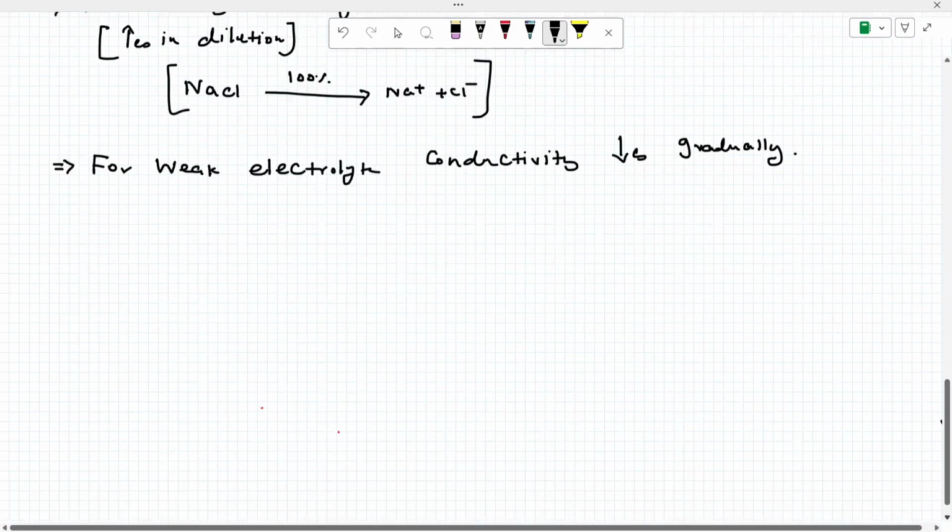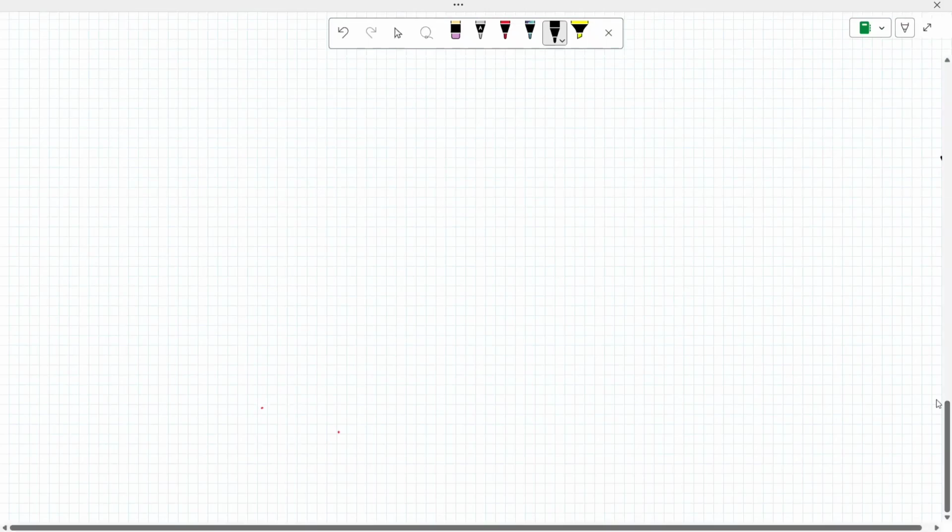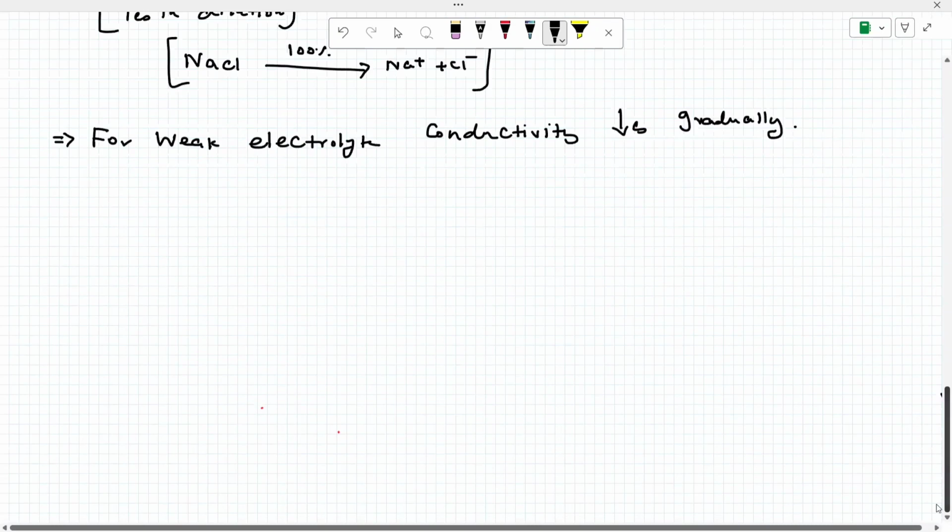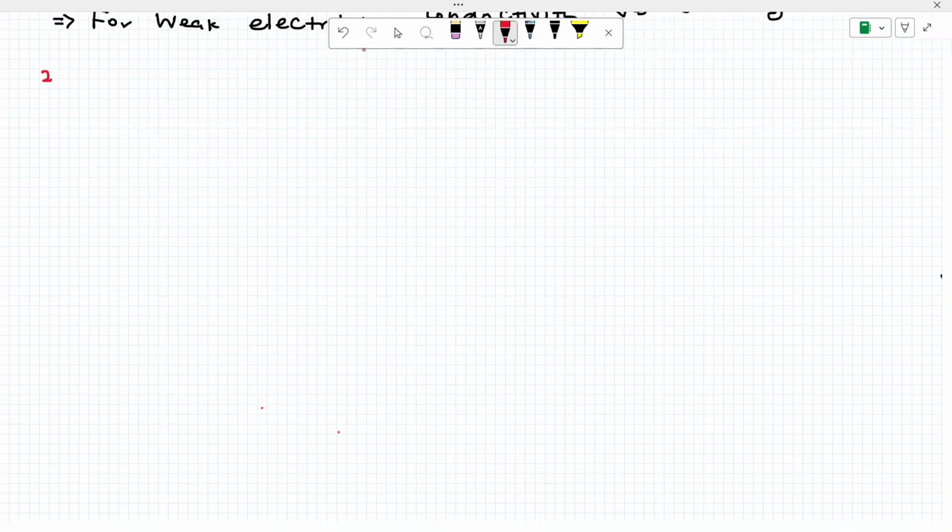Okay? Let's go with the second term, the variation of molar conductivity with dilution. Let's look at lambda m. Molar conductance and molar conductivity are the same. Conductivity and conductance are different: conductance is G, conductivity is kappa. Molar conductance is lambda m, and molar conductivity is lambda m. So this is the variation of molar conductivity with dilution.